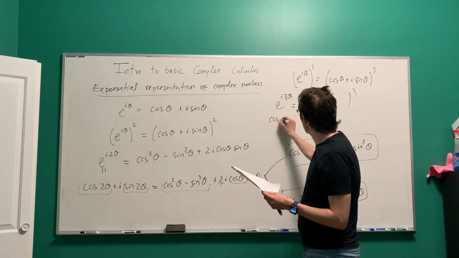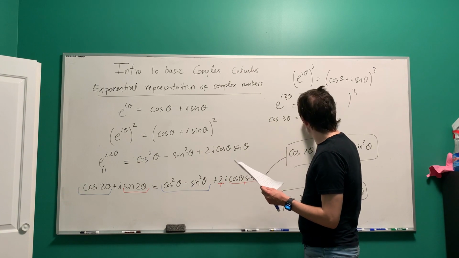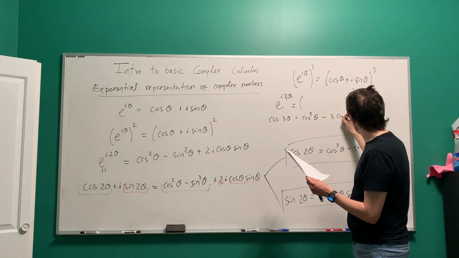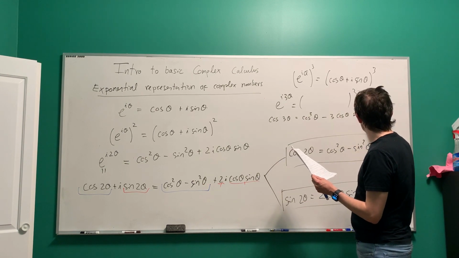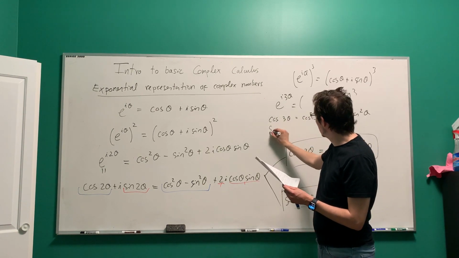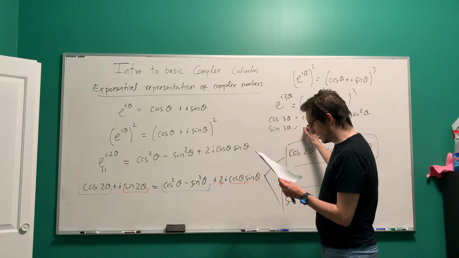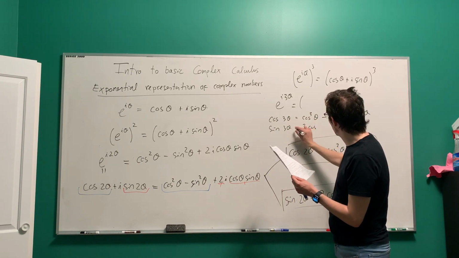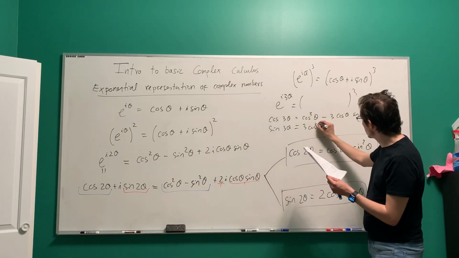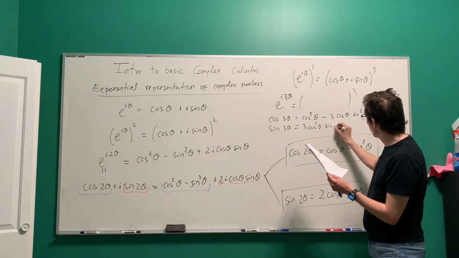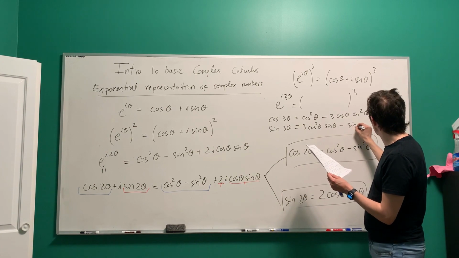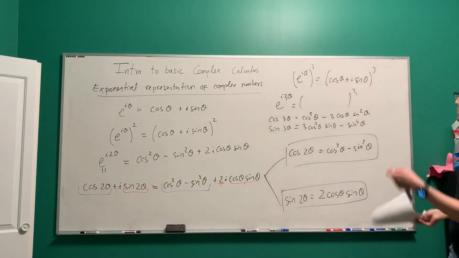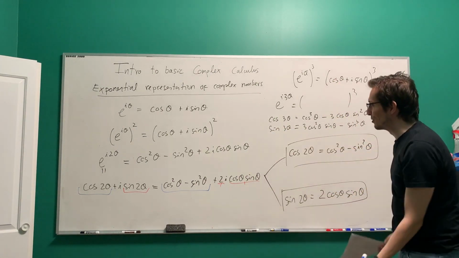You also get that the cosine of 3 theta is equal to cosine cubed of theta minus 3 times cosine theta sine squared theta. And you also get that the sine of 3 theta is equal to 3 cosine squared theta sine theta minus sine cubed theta. And that works for all the powers. It's just expanding, in very simple steps.